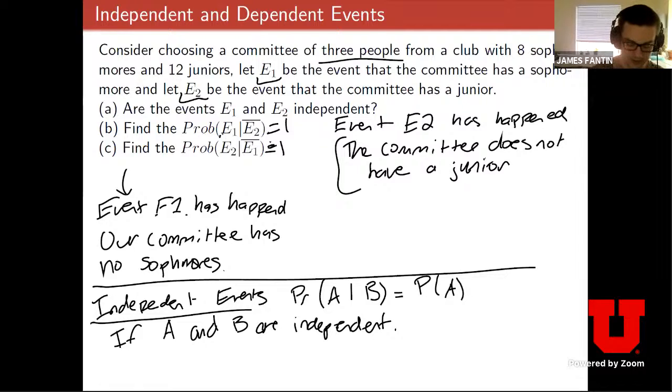Yeah, the horizontal bar. The vertical bar is just "conditioned on." We use it for conditional probabilities: the probability E1 happens given that, in this case, E2 bar has happened.